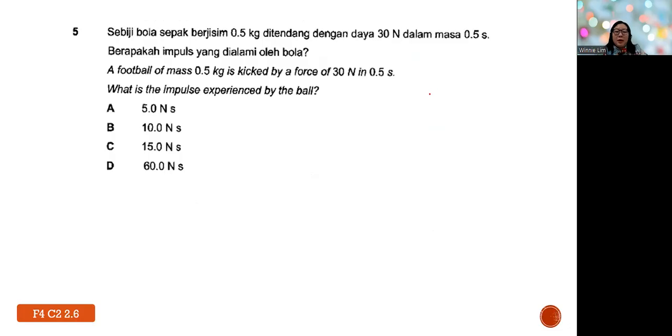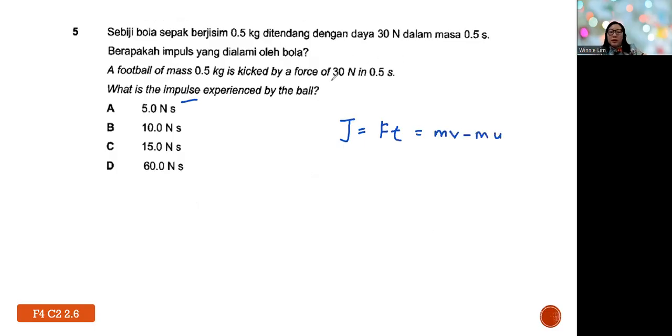Number 5, a football of mass 0.5 kg is kicked by a force of 30 Newton in 0.5 seconds. What is the impulse experienced by the ball? So the formula for impulse, symbol J, is either force times time or change in momentum, mv minus mu.